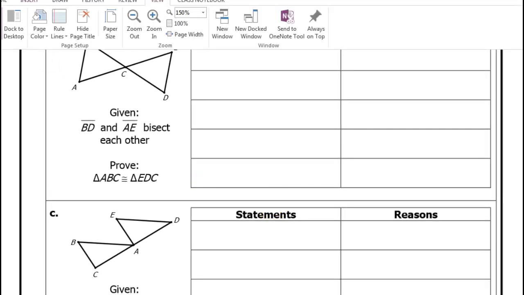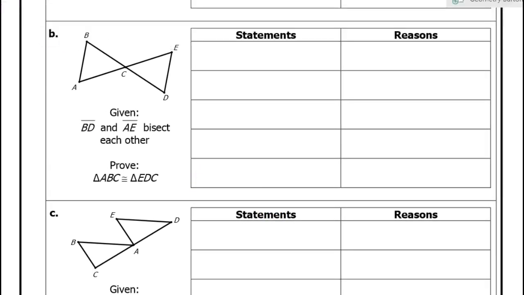I'm just going to mark off to the side here that this is still problem number 5. Just in case somebody's trying to skip ahead to this part of the video.